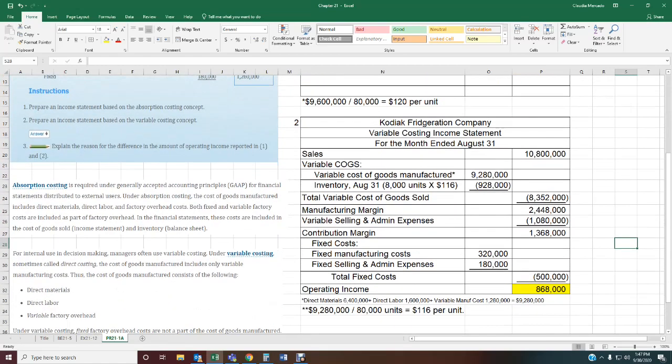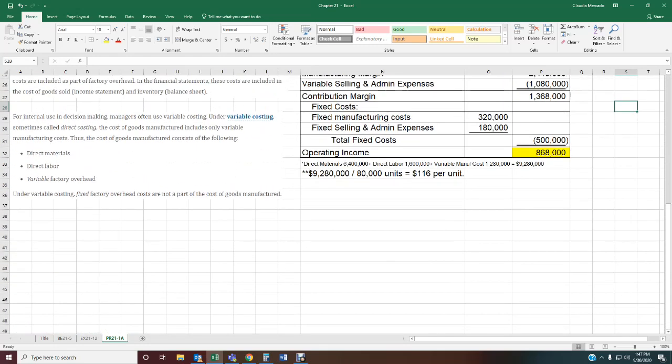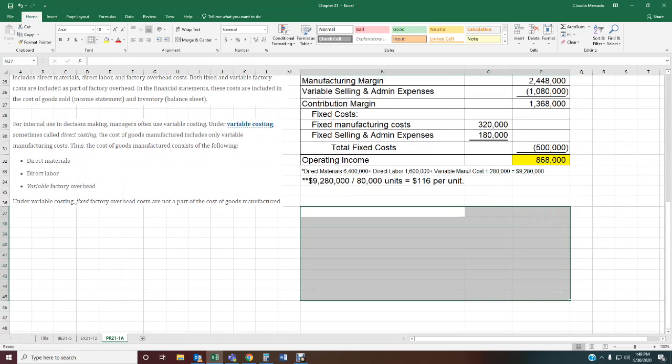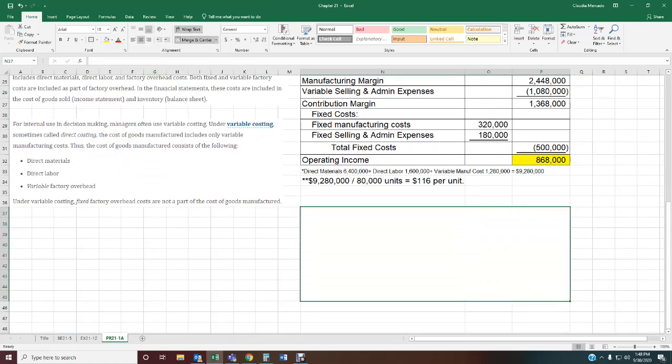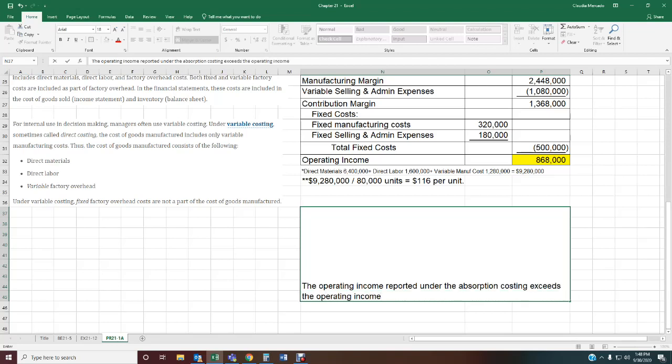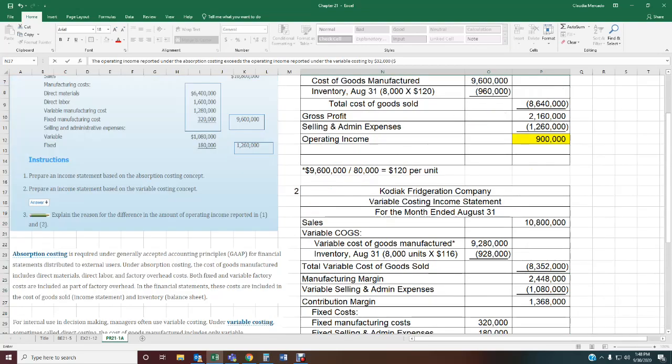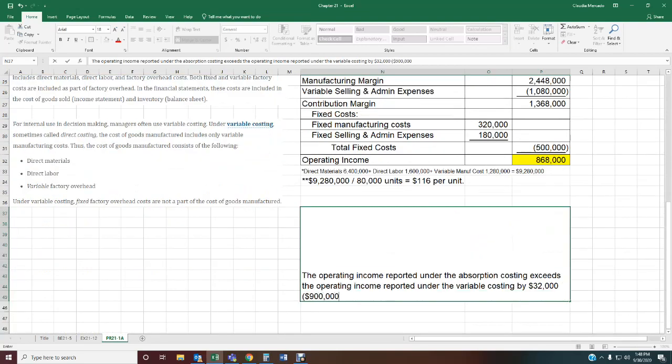Now, requirement 3 says, explain the reason for the difference in the amount of operating income reported in 1 and 2. Let me put a little box here. We can state that the operating income reported under the absorption costing exceeds the operating income reported under the variable costing by $32,000, and that is computed by getting your $900,000, our operating income, minus our $868,000 reported under our variable income statement.